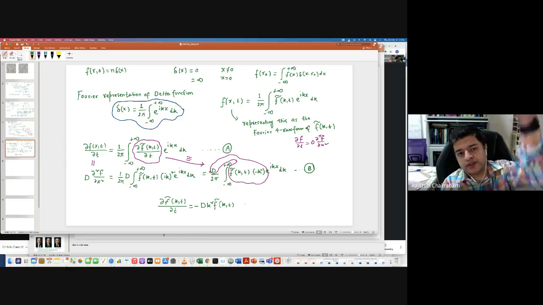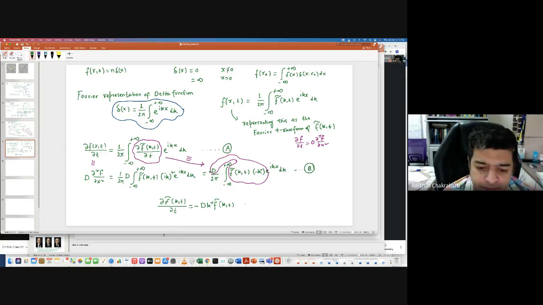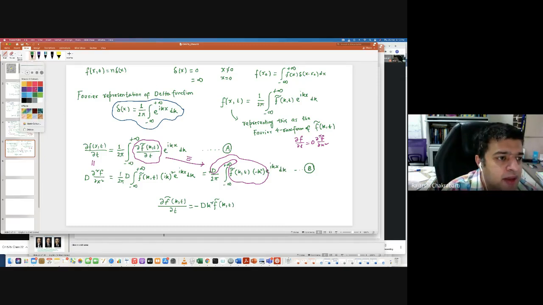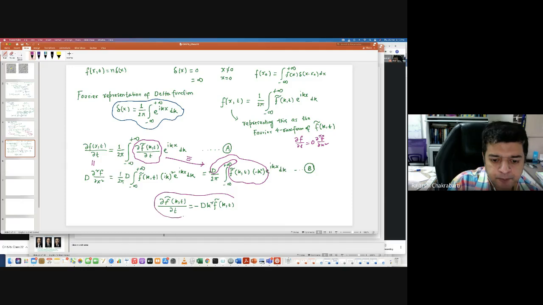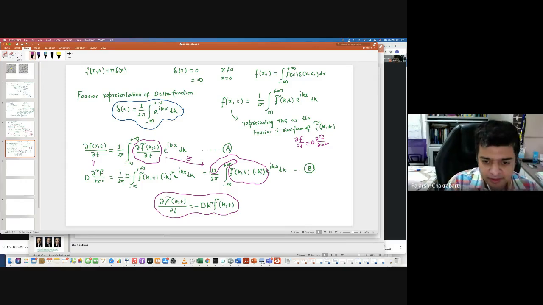So in the k space, k is the conjugate variable for x. It's like momentum. This is what you get. Any problem so far? Tell me. Very simple thing I'm doing. It's not so difficult, no? Because I compare these two, I see this part has to be equal to this, isn't it? Because both are Fourier transforms. Okay, this is how it is.